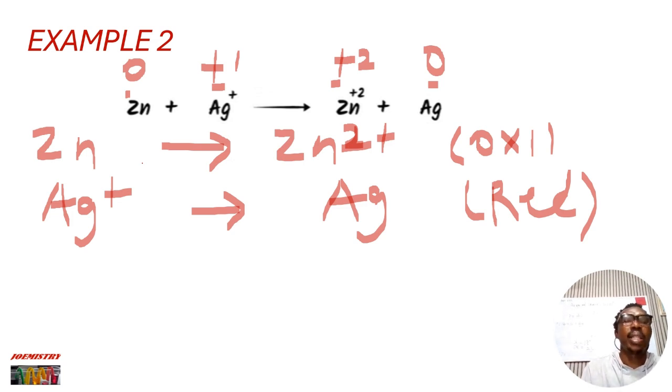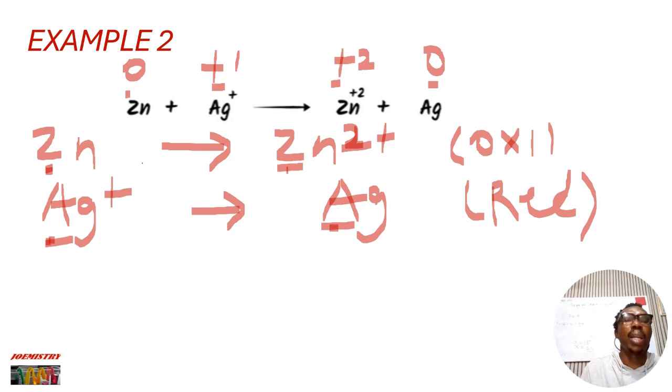The next step is to balance the atoms on the oxidation half cell and also on the reduction half cell. So we want to balance the atoms on the oxidation half cell, both on the reactant and on the product. On the reactant, zinc is 1. On the product, zinc is 1 for the oxidation half cell. So the atoms are balanced for the oxidation half cell. Now let's go to the reduction half cell. Silver is 1 on the reactant and silver is 1 on the product. So the atoms are all balanced.